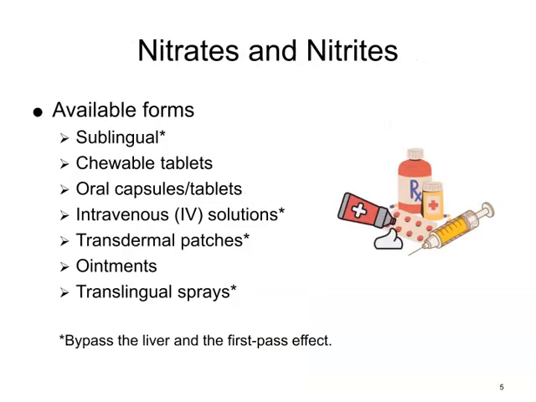So as we delve into some of our medications, the nitrates and nitrites, that'd be the first group of medications we go into. And these are known as the vasodilators. We'll get into that in just a little bit. But there are several different forms of these medications. Many of them, especially nitroglycerin, are available sublingual, IV, in translingual sprays, and patches. And if that's the case, those bypass the liver in the first pass effect.